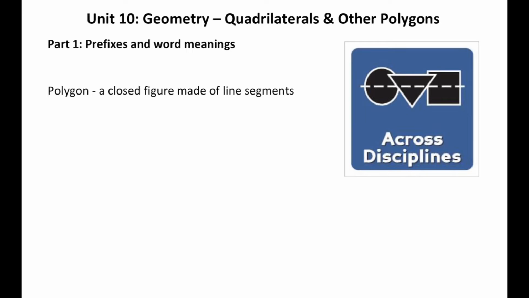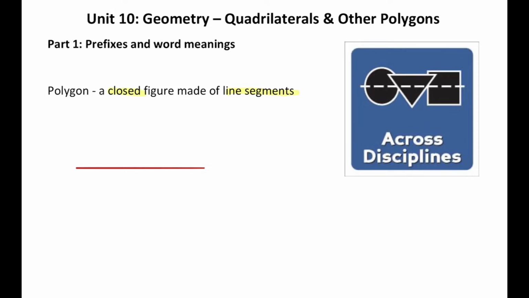And so we have polygon, and polygon is defined by our textbook as a closed figure made of line segments. A couple of important things here is that it needs to be closed and it is made of line segments. What we know about line segments is that they have to be straight and my figure has to be closed. And so here I have a line segment, and it doesn't really make a polygon because it's line segments plural, so I need more than one.